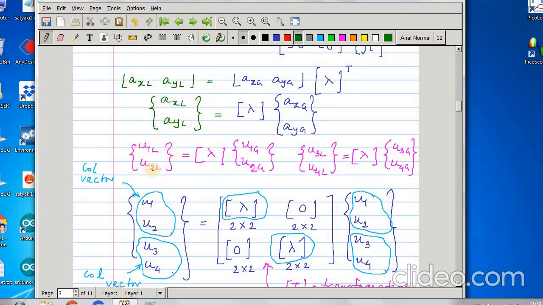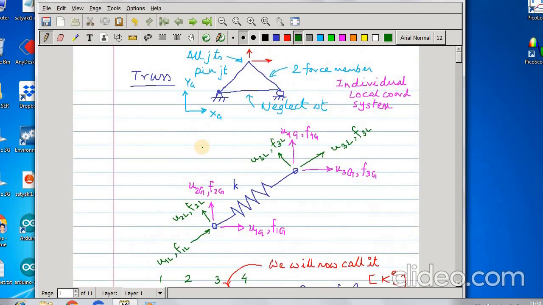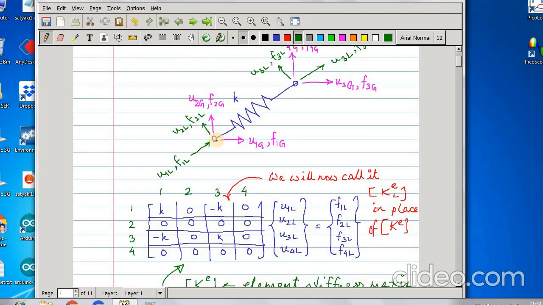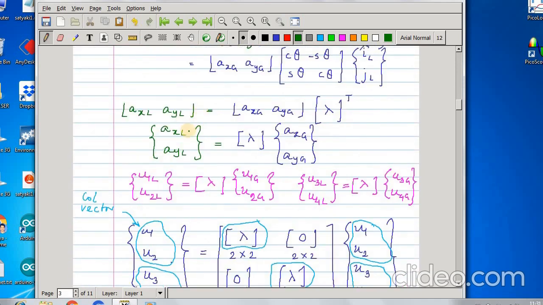That means the u1L and u2L. So what is u1L and u2L? u1L and u2L are the components of the displacement vector at the first node in the local coordinate system. And in the global coordinate system they are u1g and u2g. So that means if any vector transforms according to this rule, then the displacement at node 1, that is the first node, will also get transformed according to this relation, and the displacement at node 2 will also get transformed according to this relation.